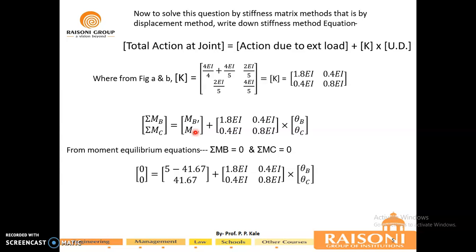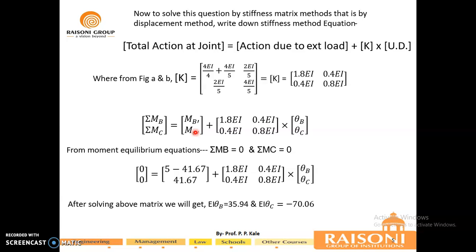Writing down the MB dash, that is the total FEM at that joint. In this case we are using clockwise as positive and anti-clockwise as negative. So there is an anti-clockwise moment generated for span BC which is equal to minus 41.67, and this is plus 5 for span AB. That is MBA dash equal to 5 and MBC dash equal to 41.67, and we have given here the sign convention as anti-clockwise positive, clockwise negative. So in that case write down all the elements and solve this equation using a calculator or manual simultaneous equations.